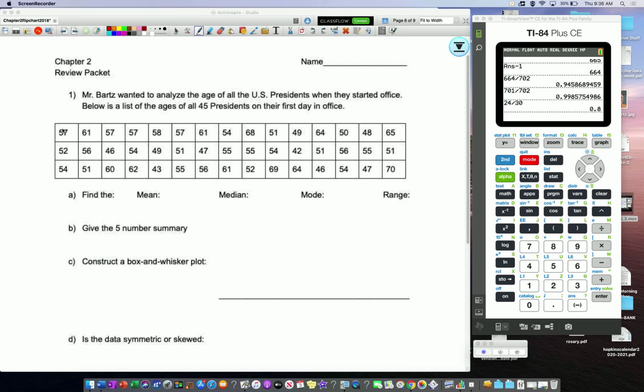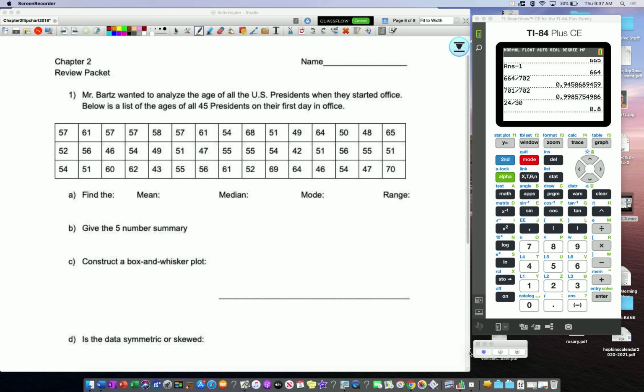For instance, this data point represents George Washington, John Adams, Thomas Jefferson, James Madison, and Mr. Bartz knows some of his presidents. This was Teddy Roosevelt right here. He was the youngest president. John F. Kennedy was the youngest president ever elected, because Teddy Roosevelt wasn't elected. He became president because McKinley, unfortunately, was assassinated. And then here was Barack Obama. Here's our current president, Donald Trump, right there. He was 70 when he was sworn in back in 2016.